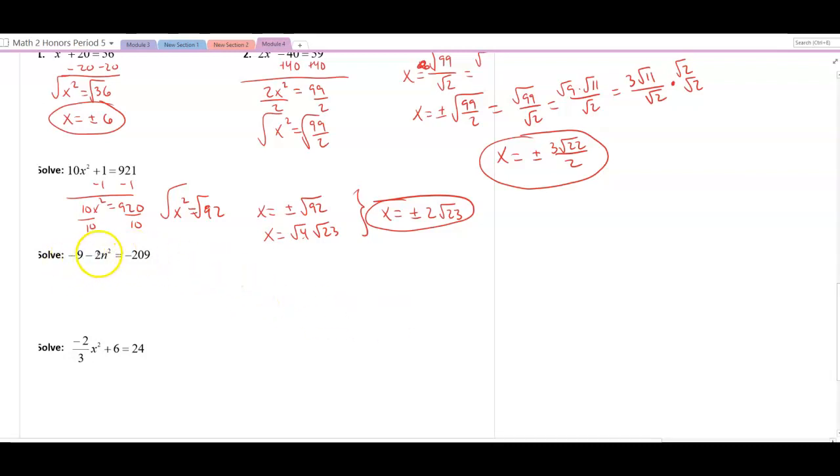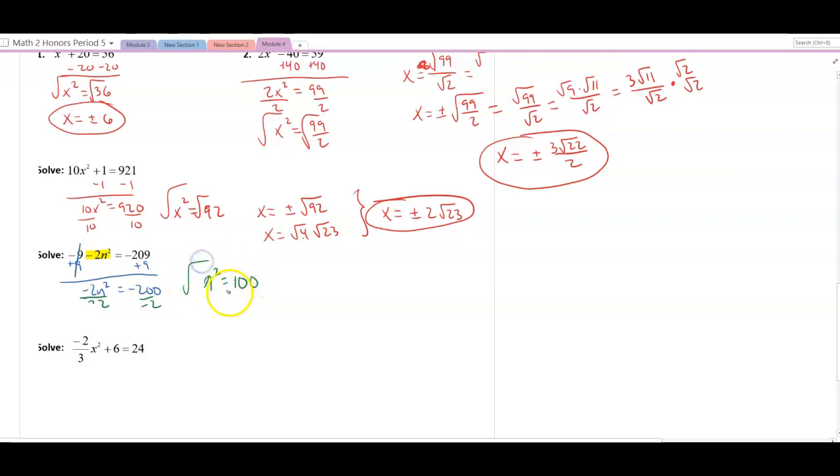In the first example, to get n squared by itself, the first thing I have to do is get rid of the 9. I'm going to go ahead and add it to both sides. These cancel out and leave me with negative 2n squared equals negative 200. Now, remember, when you add 9, you're left with negative 2. That's why you have to divide by negative 2. Then I'm going to divide both sides by negative 2. n squared equals positive 100.